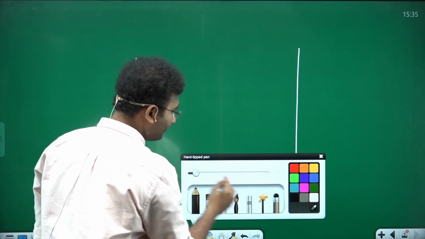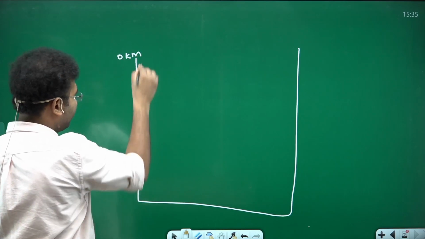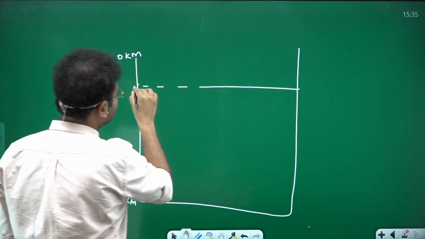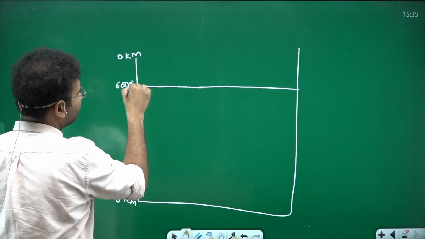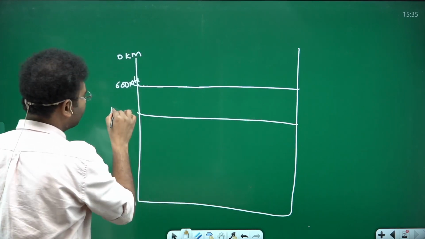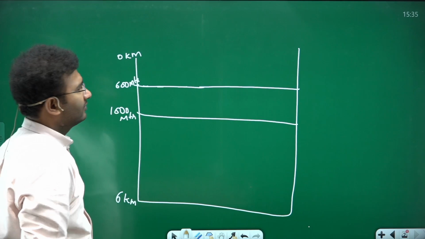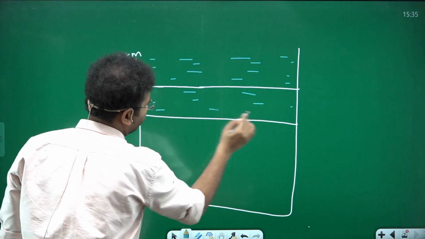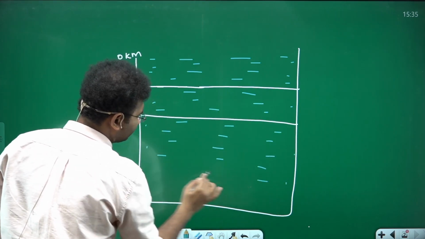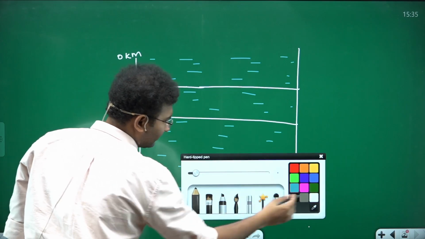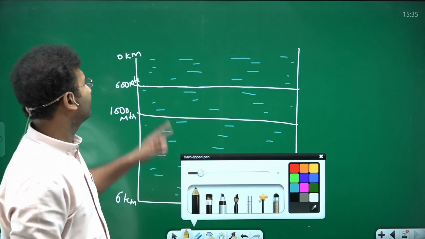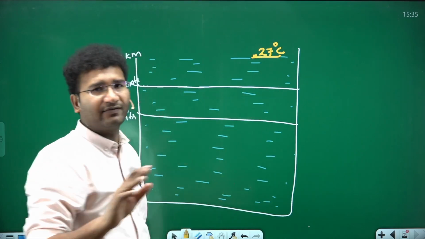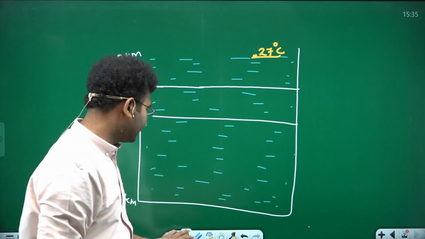So here, this is 0 kilometers and this is 6 kilometers depth, and let's say this is 600 meters and this is 1000 meters, right? Let's imagine there is water all over this ocean till the depth. The distribution of temperature is like this. At 0 kilometers, the temperature is 27 degrees Celsius. Just imagine, for our understanding only I'm taking this temperature.